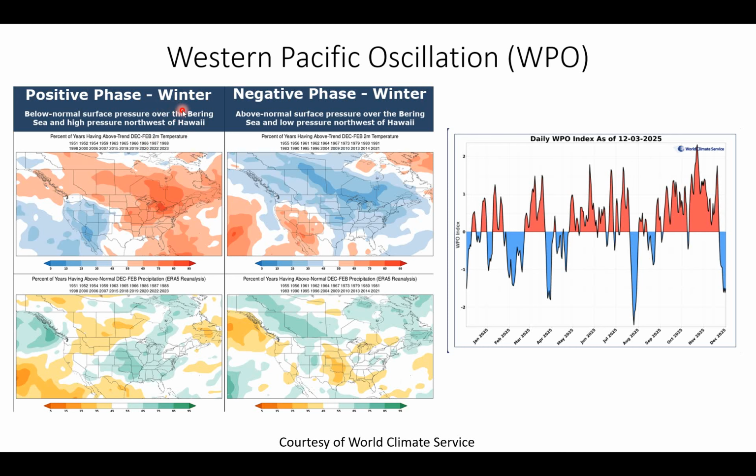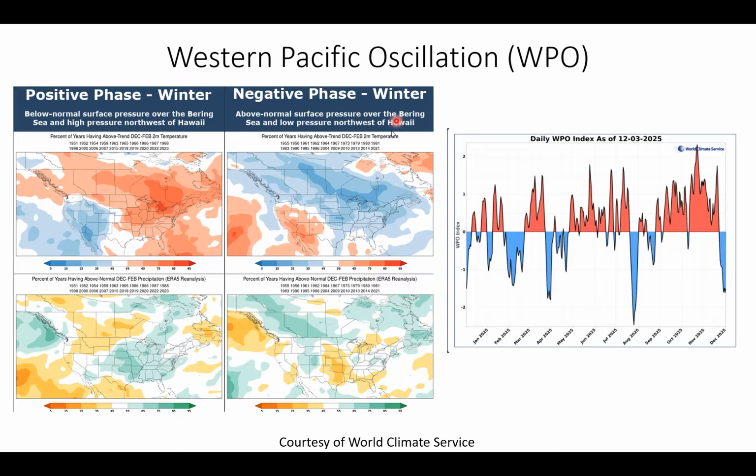So with a positive phase in winter of this WPO, the peach colors are showing the percent of years having above normal temperatures, and above normal precip would be the green here in the bottom left. So it's generally milder and wetter across the eastern U.S. when you have a positive phase of the WPO.